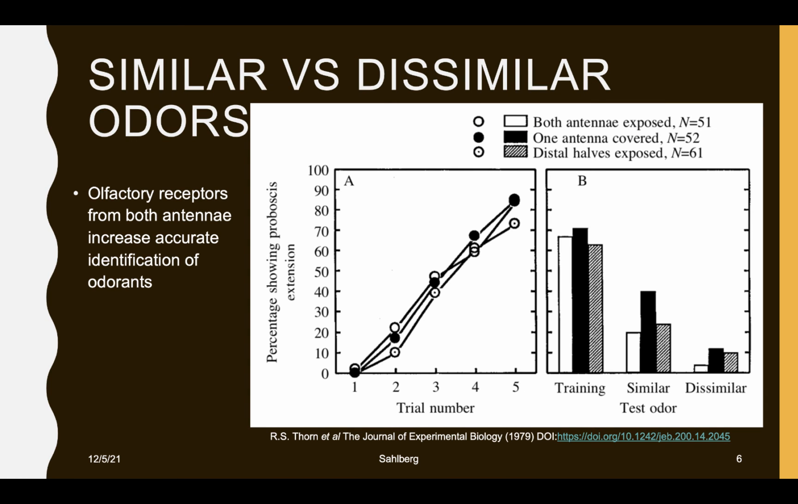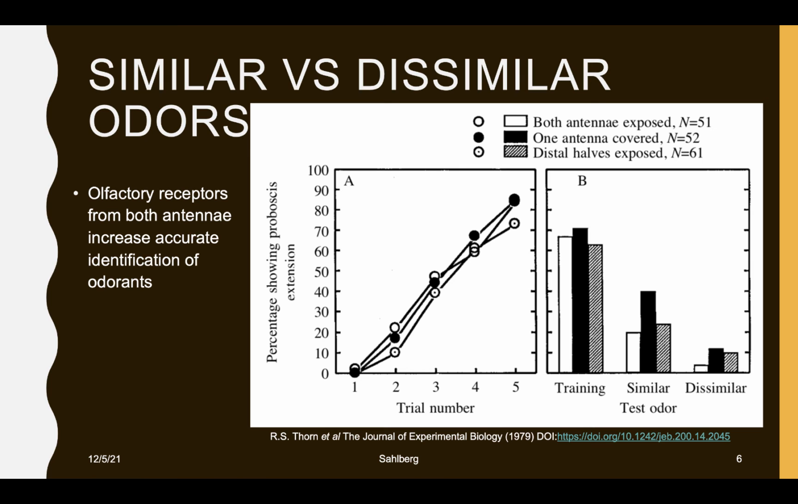Next, scientists also investigated how well honeybees were able to distinguish between similar odors after conditioning and creating a memory association. To test this, bees were split into 3 groups, one being both antenna exposed, the other being one antenna exposed, and the final one being distal halves of antenna exposed. Each of the groups were conditioned to the odor 1-hexanol over a series of 5 trials.